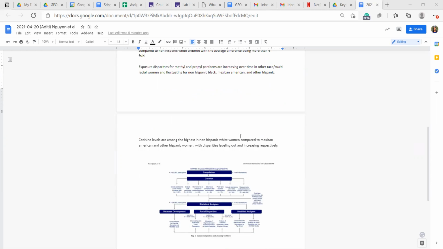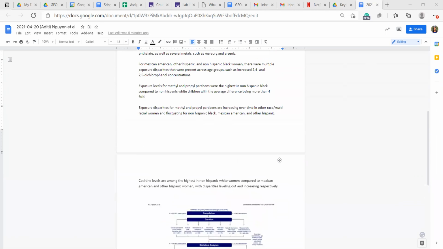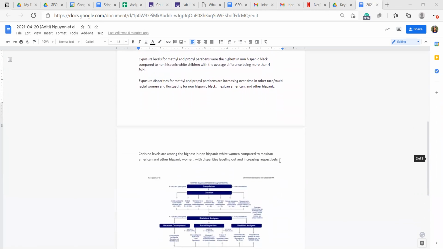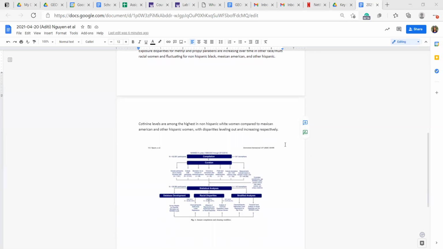Exposure disparities for methyl and propyl parabens are increasing over time in other race or multiracial women and fluctuating for non-Hispanic Black, Mexican American, and other Hispanic women. Cotinine levels are among the highest in non-Hispanic white women compared to Mexican American and other Hispanic women, with disparities leveling out and increasing respectively. That's kind of as far as I got, but yeah.